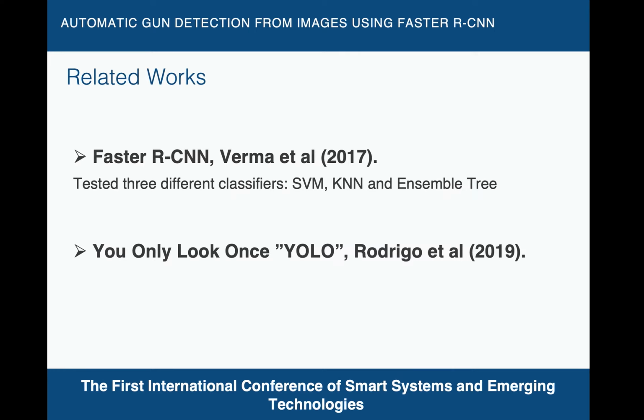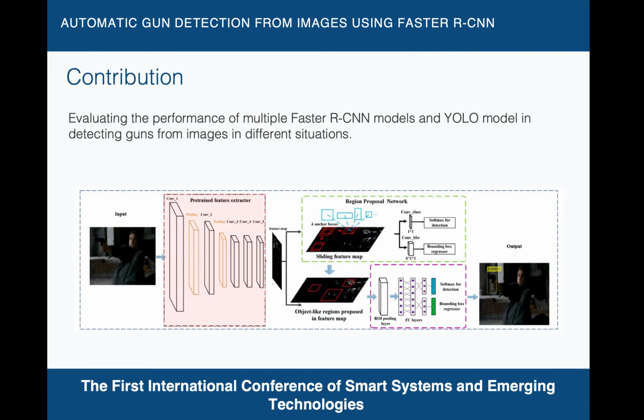For the related work, there was Faster RCNN by Verma and others, where they tested 3 different classifiers in the Faster RCNN architecture. And there was also You Only Look Once, YOLO, by Rodrigo and the others, where they implemented a YOLO model. Our contribution is training and testing 4 different feature extractors in the Faster RCNN architecture, and comparing the results of gun detection with YOLO v2.